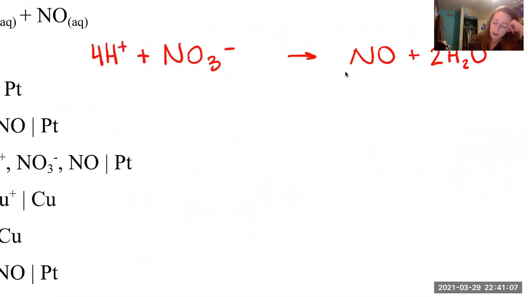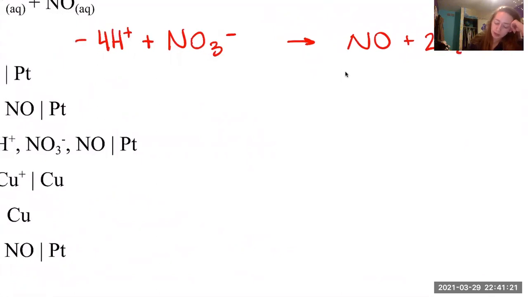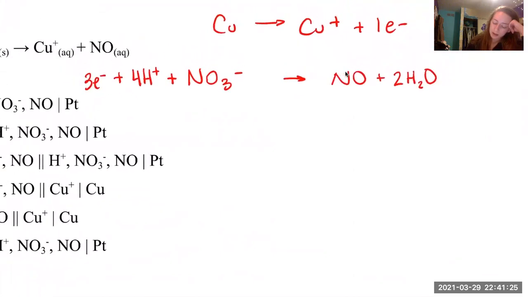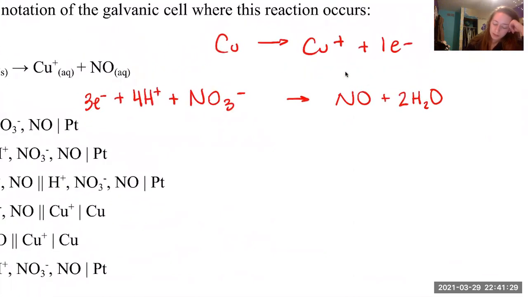Okay. And now we have an imbalance of charge. We have a net plus 3 charge on the left, 0 charge on the right. And so I'm just going to add 3 electrons to fix that. Okay. So basically all we need to do, we can balance this equation and then put it all together. We can actually try that.